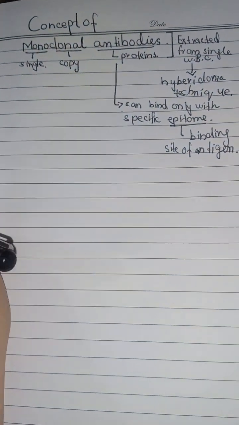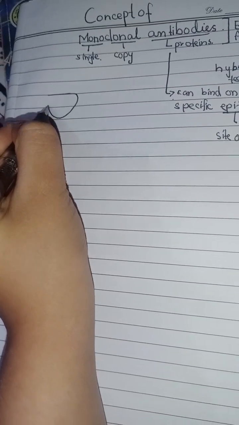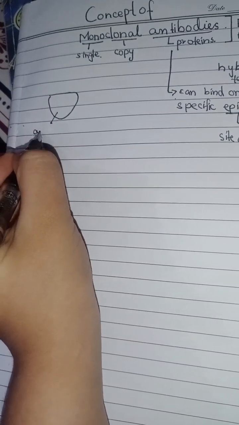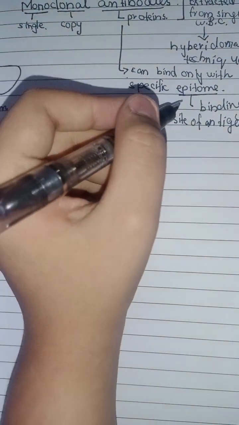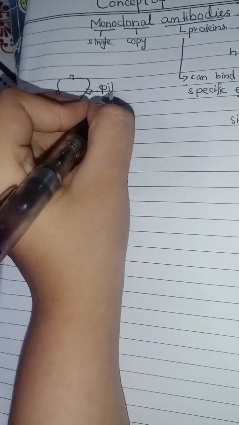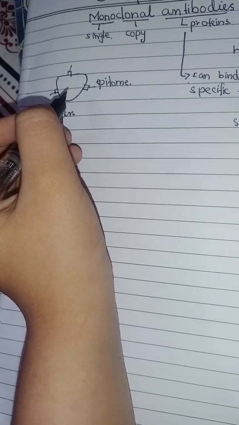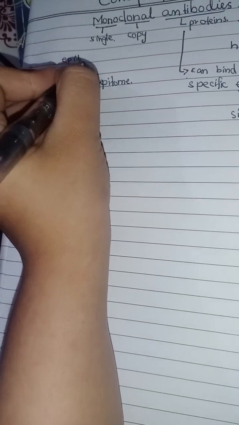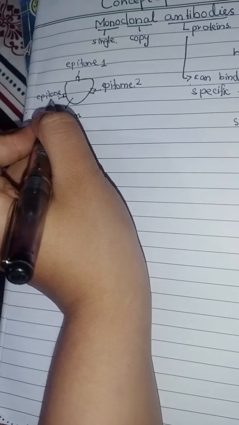Let me draw a picture and explain. Suppose there is one antigen. An epitope is basically the binding site of the antigen. So these are the binding sites of the antigen, and these are known as epitopes. There are many epitopes. I just drew three: epitope 1, epitope 2, and epitope 3.